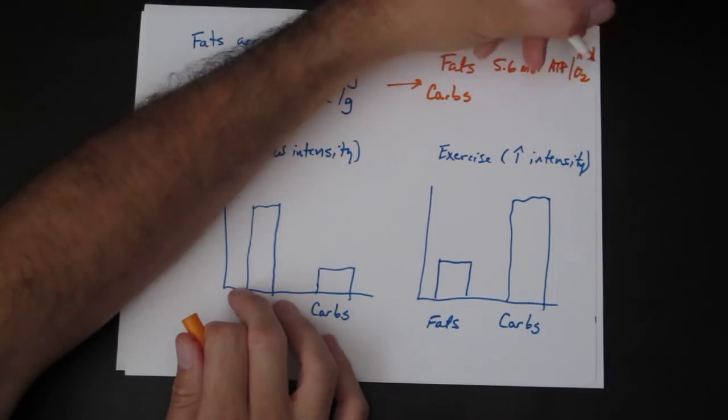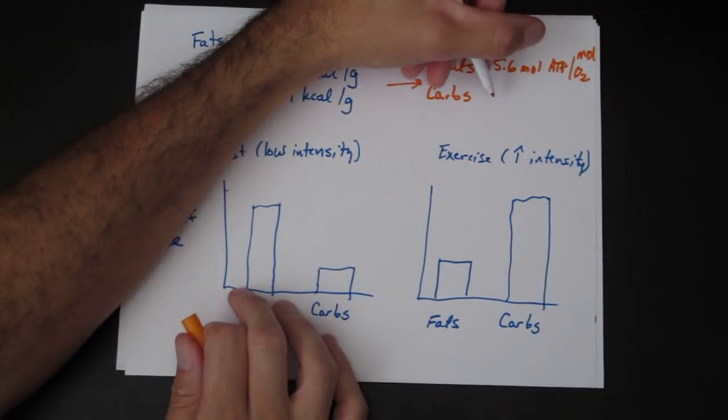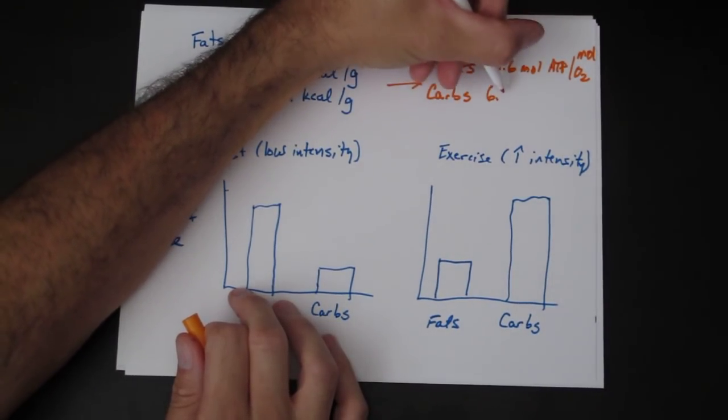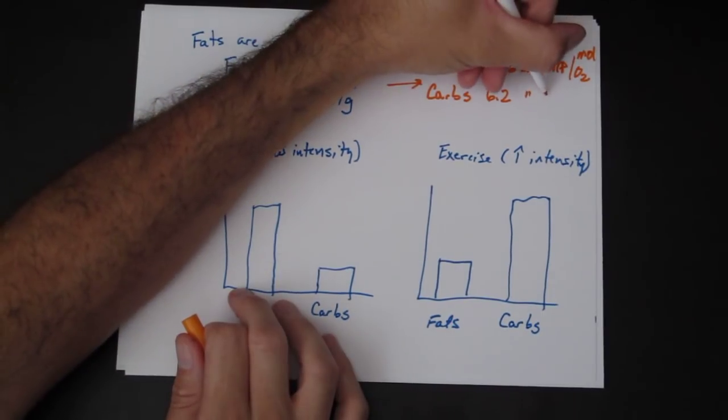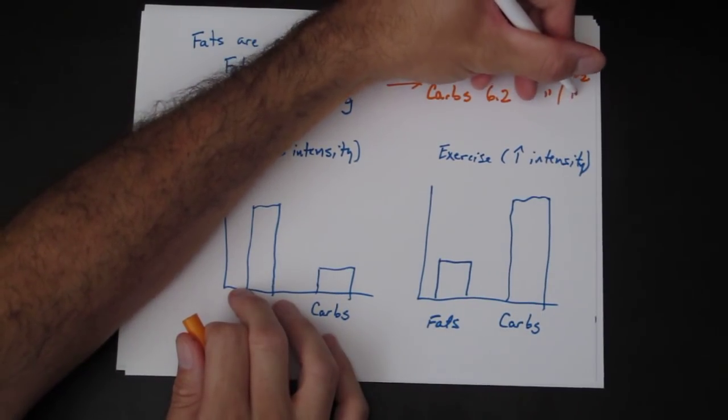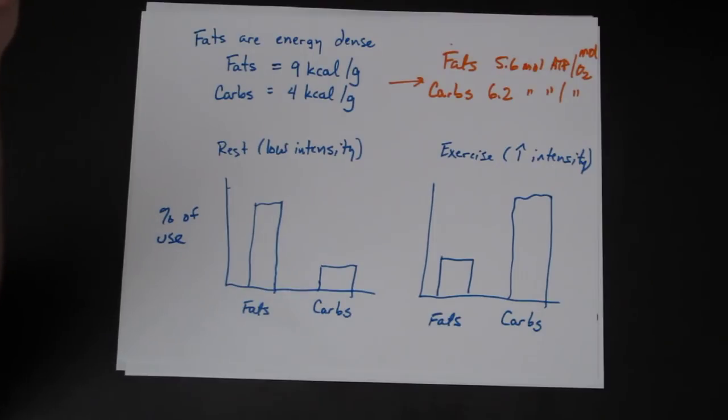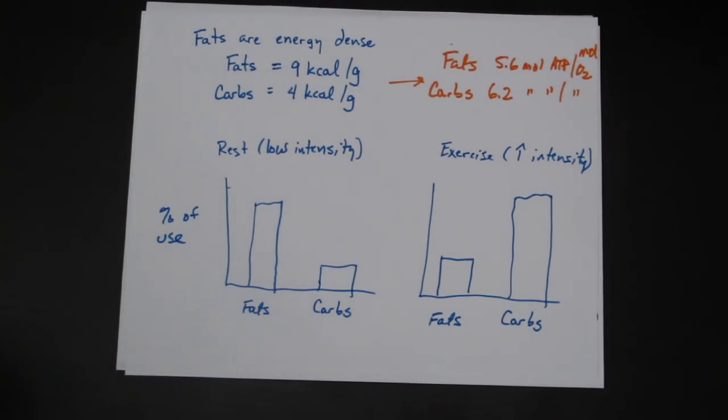per mole of oxygen that we consume. Carbohydrates give us 6.2 moles of ATP per mole of oxygen consumed. So the energy yield per oxygen consumed is actually greater for carbohydrates. Fats have more energy stored in them, but we're actually getting more energy from carbohydrates. And the reasoning behind this is not very well known. We know that this happens.